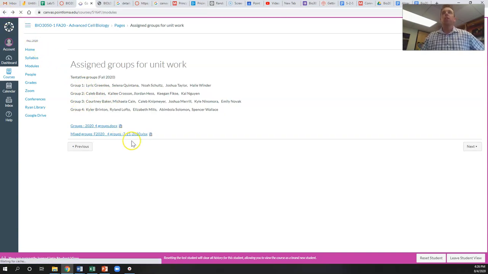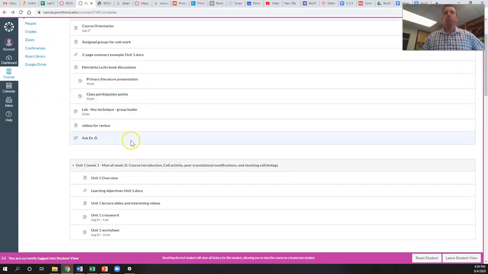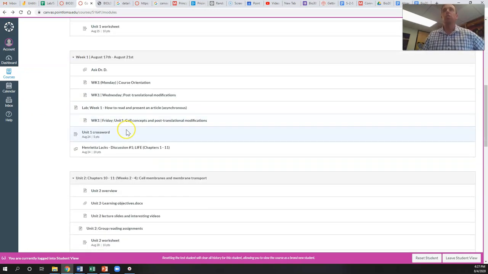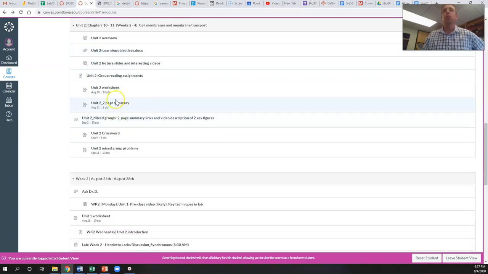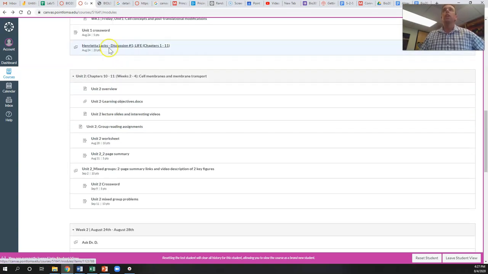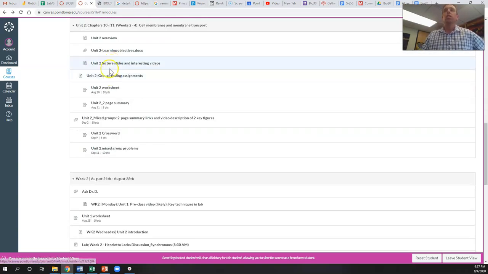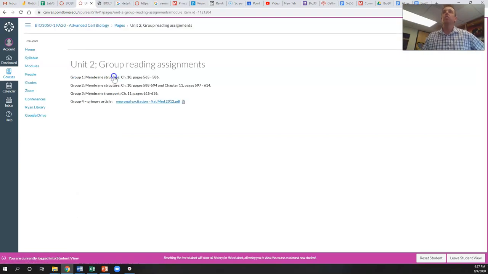All right. And so the reason that's important is let's just jump down to Unit 2. So Unit 2, there's the overview of Unit 2, learning objectives. This is the group reading assignments. So you know Group 1 is going to read this part of Chapter 10 in our textbook, Group 2 this part combined with a little bit of 11, Group 3 this part of Chapter 11, and Group 4 has the primary literature article in this case.